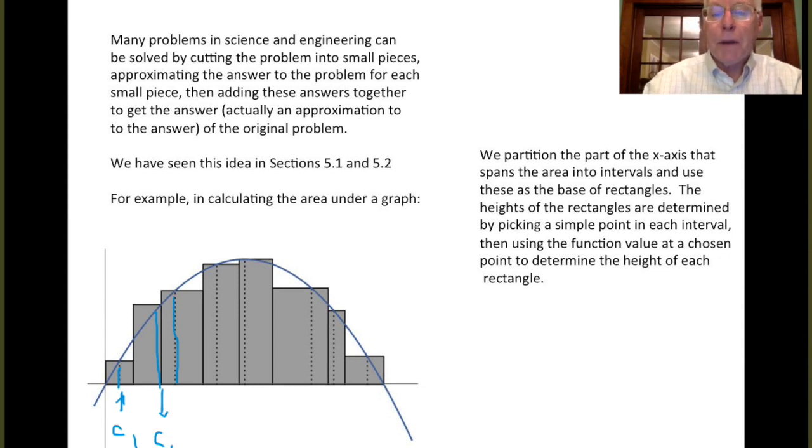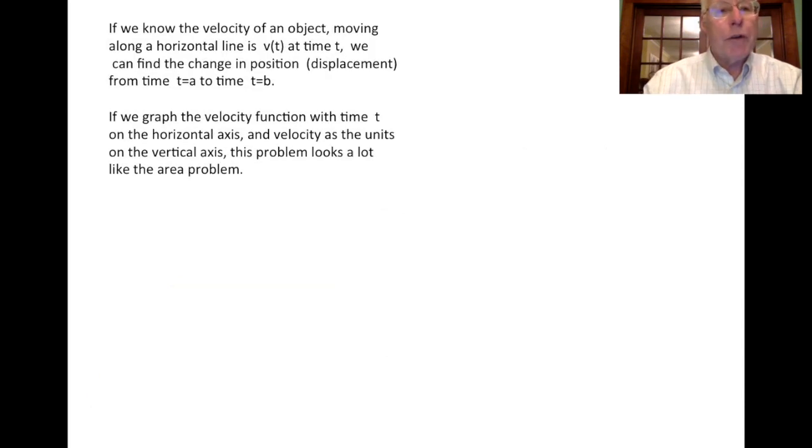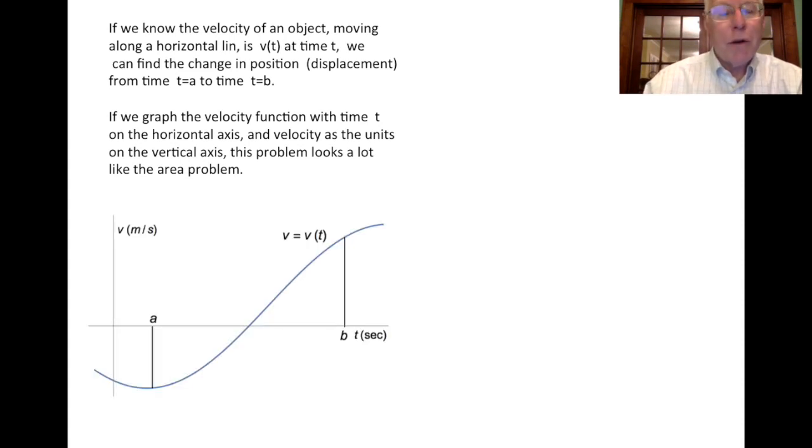Okay. So we've done a few of these calculations before. Here's another example. Suppose we know the velocity of an object. It's moving in a horizontal line, and its velocity is v of t at time t. We can use the Riemann sum idea to calculate the change in position, or displacement, of the object from some time a to some time b. Now, if we graph the velocity function, we see that this problem actually looks a lot like the area problem. So here's our graph of the velocity function.